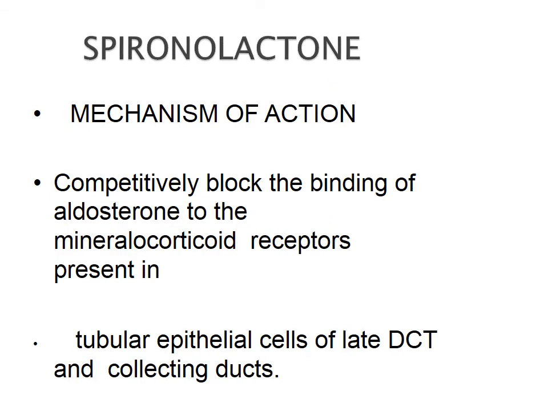Now, when we discuss the mechanism of action of spironolactone, it competitively blocks the binding of aldosterone to the mineralocorticoid receptors present in the tubular epithelial cells of the late distal tubules and the collecting ducts. As you know the structure of the nephron, this late distal segment has these epithelial cells. Competitively blocking means it competes with aldosterone to block the effect of aldosterone at those receptors.